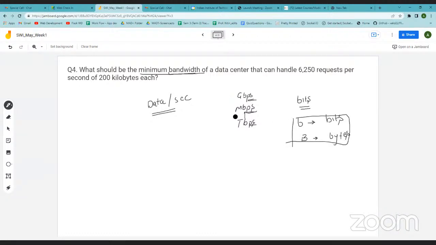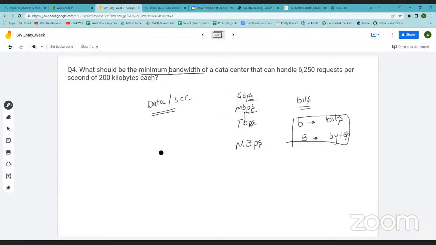So how would you read this? It is megabits per second. How would you read this? Megabytes per second. Is there a difference? Yes, a lot. So these things you have to keep in mind. Now we'll try to find out the mathematical formula for finding bandwidth.